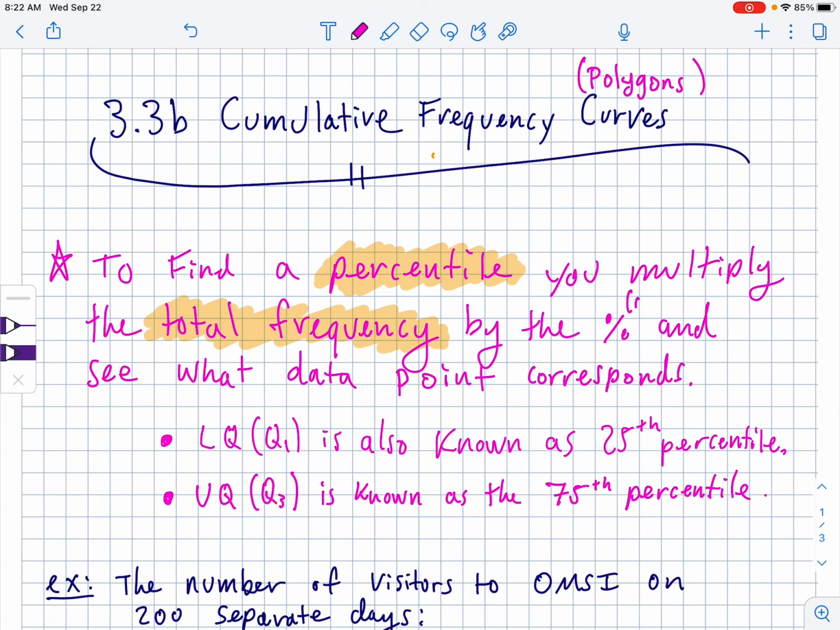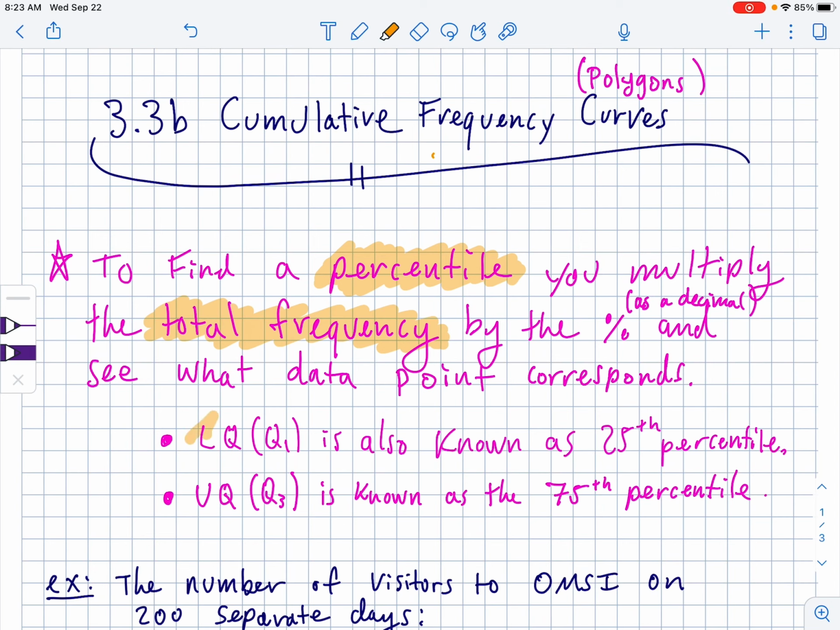by the percent you're looking for. Now, when I say that, I mean the percent as a decimal. So if you were looking for the 80th percentile, you would multiply the total frequency by 0.8. And then you're going to see what data point corresponds with that in terms of the frequency. And I'll show you what that means.